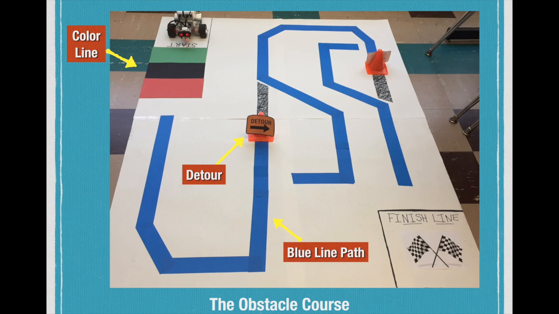There are two detours in this obstacle course. Both need to be avoided and both need to find the alternate route. Once it gets to the end of the blue path, it needs to end up in the finish line box without touching the outside of the box or being over the box.